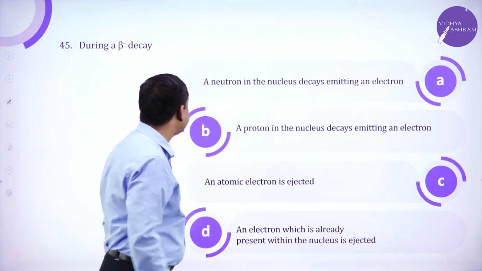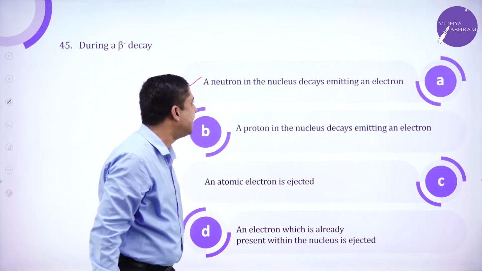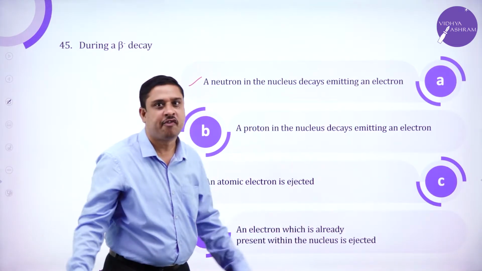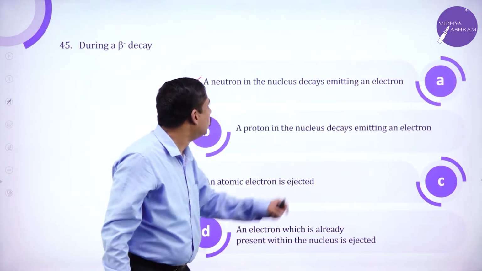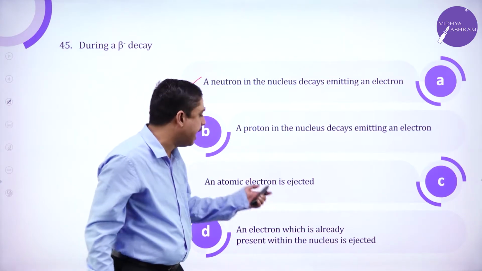During beta decay, a neutron in the nucleus decays emitting an electron. Known fact, theoretical fact: beta decay, a neutron in the nucleus decays emitting an electron.